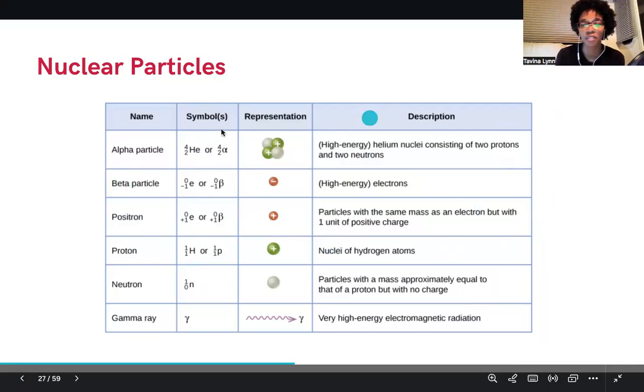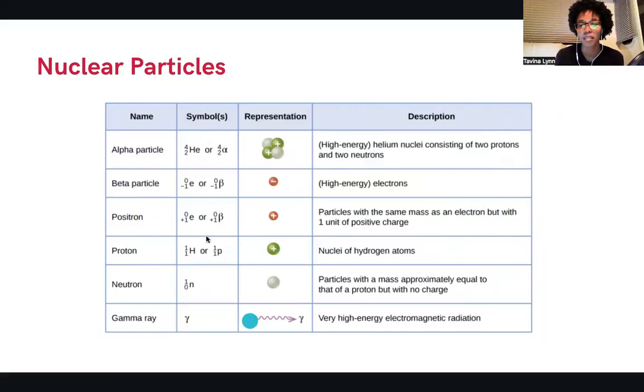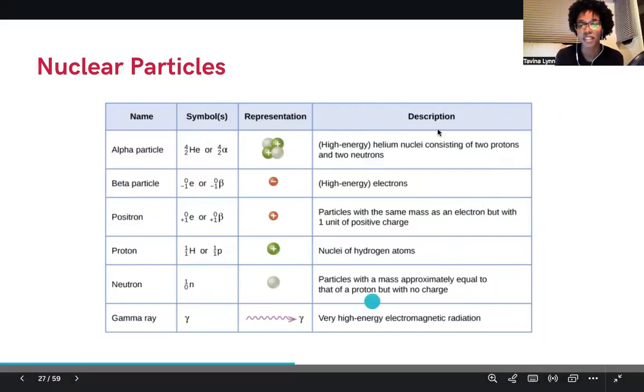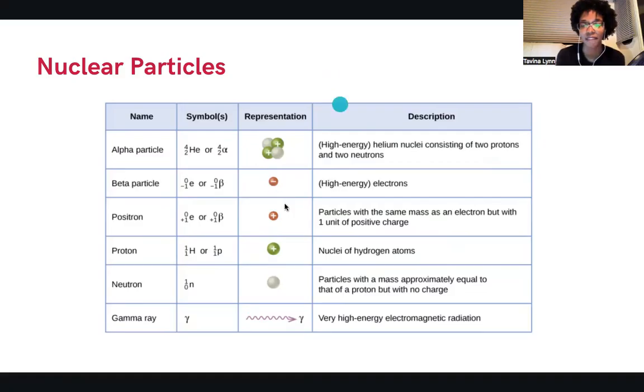Read the section before, the paragraph before and after. Read the section where this table is, okay? And then ask yourself, do I feel like I know what a nuclear particle is? Do I feel like I understand what nuclear particles are? Just that simple question. If it's yes, done. If it's no, figure out the next step, okay?